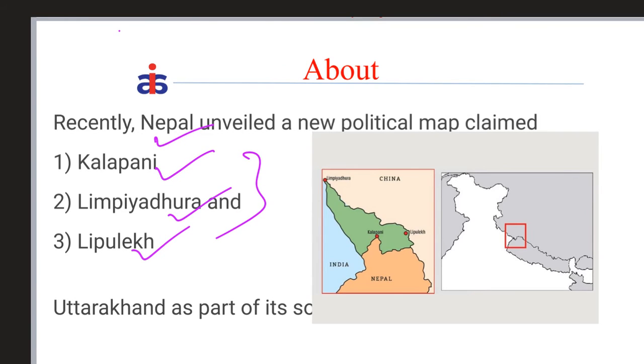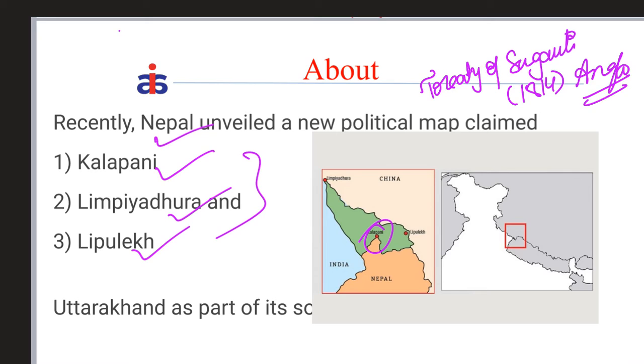So if you take a look at this map, the Kalapani region derives its name from the river Kali. So Nepal's claim to the region is based on this particular river. The river became the marker of the boundary of the Kingdom of Nepal by a treaty called the Treaty of Sugauli. This particular treaty was signed between the Gurkha rulers of Kathmandu and the English. So this Anglo-Nepal War, which happened in 1814, was followed up with this particular treaty.